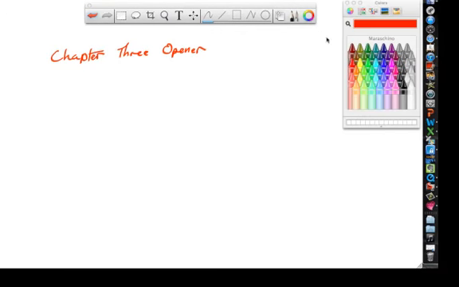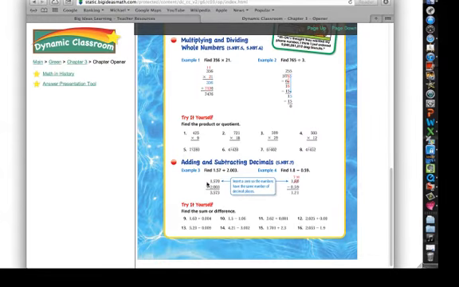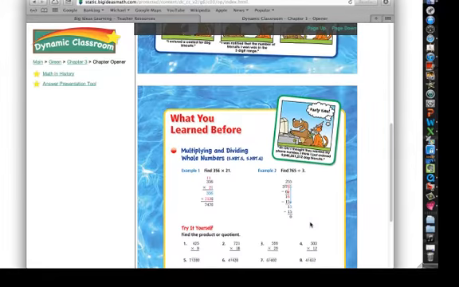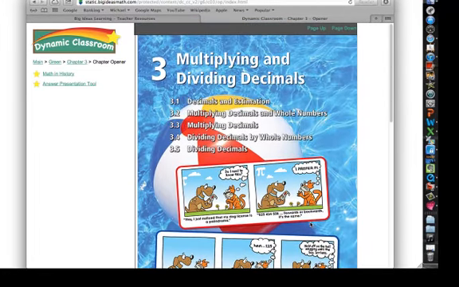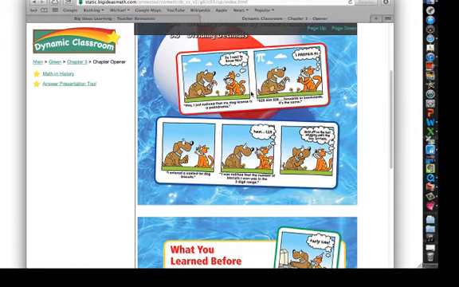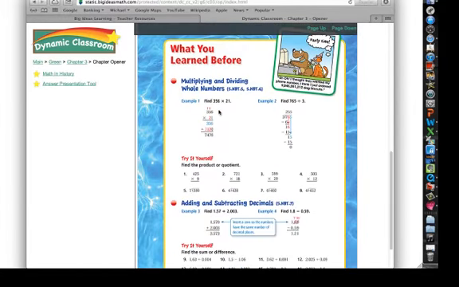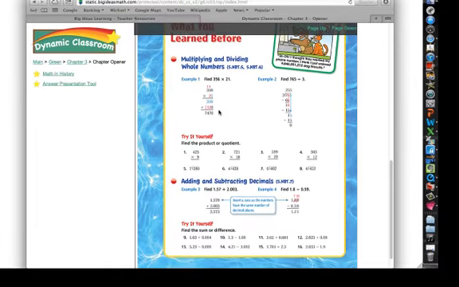All right, here we are, Chapter 3 opener. I want you to do the Chapter 3 opener on your own. What page is this? I can't tell what page it is, but it's Chapter 3. It's the very beginning, multiplying and dividing decimals. There's a neat little cartoon about a dog. And this is what your page actually looks like right in your book.